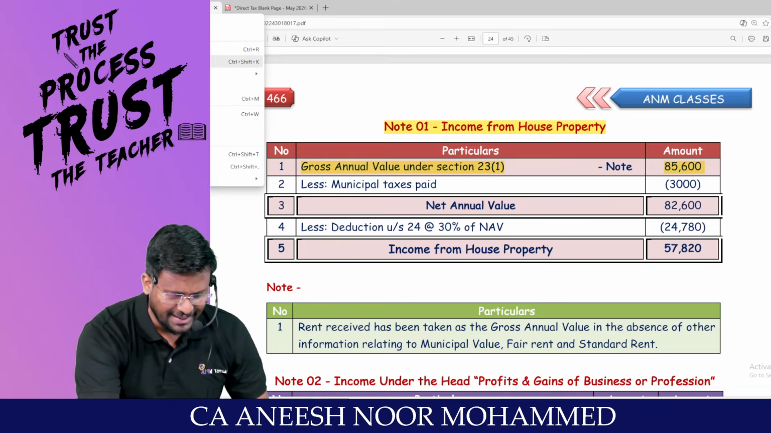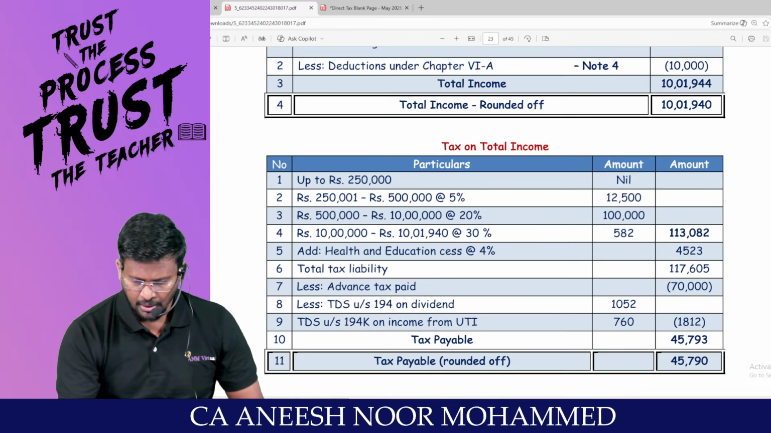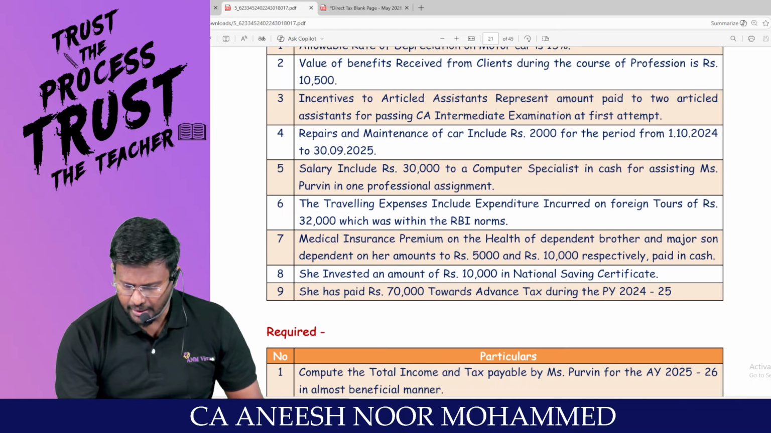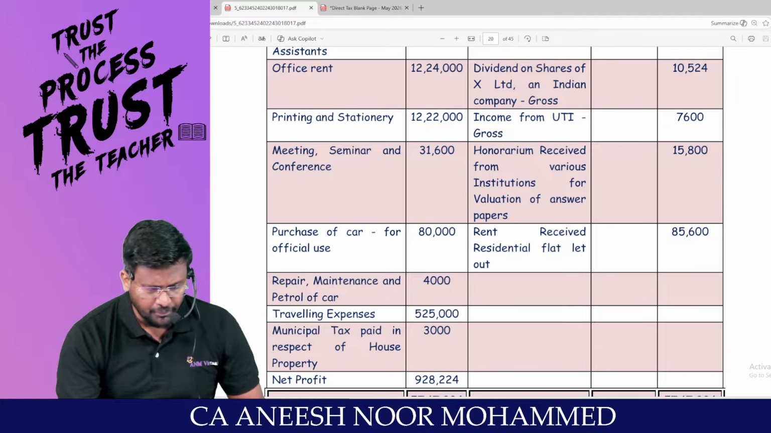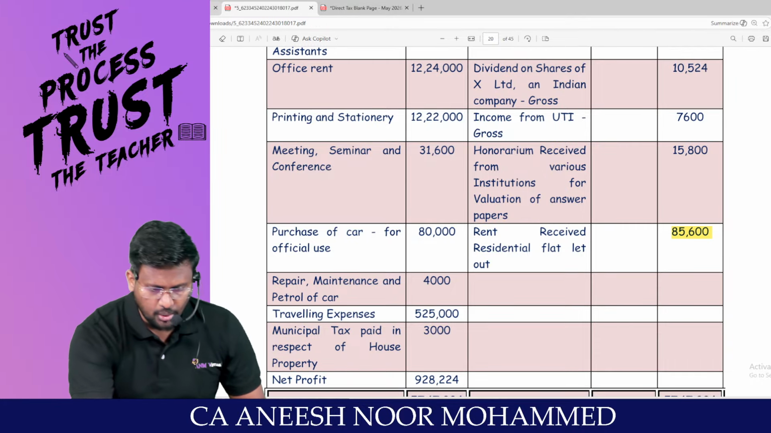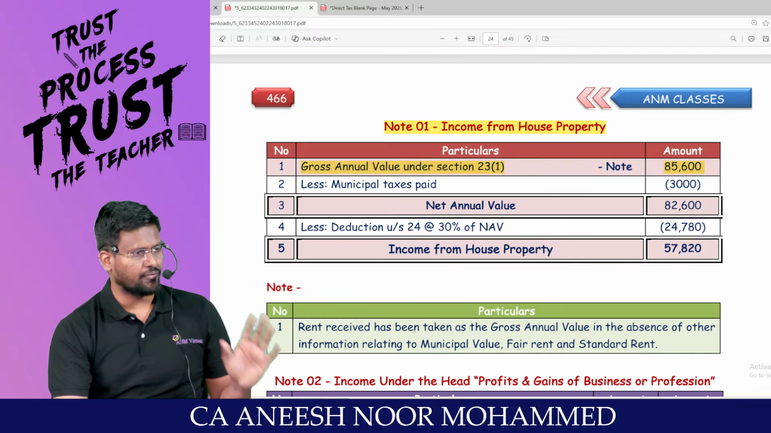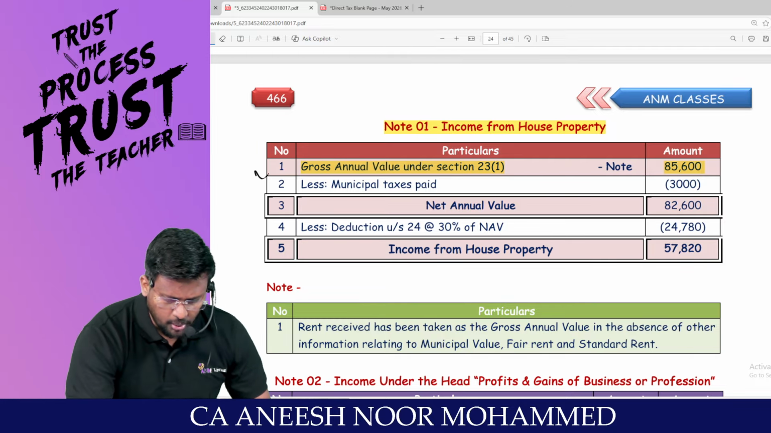85,600 is the amount credited in the P&L account. Am I right? Look at here. This 85,600 should be removed from PGBP and should be included in IFHP. That we have done. Less local tax or municipal tax paid.